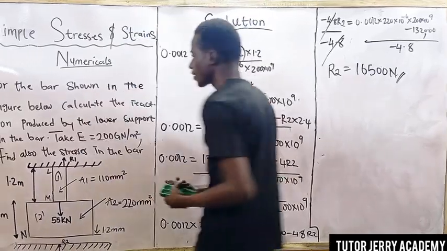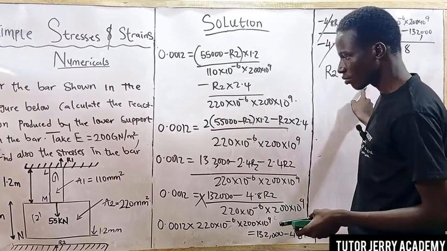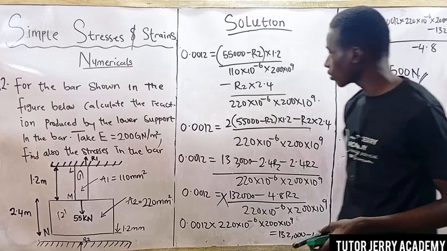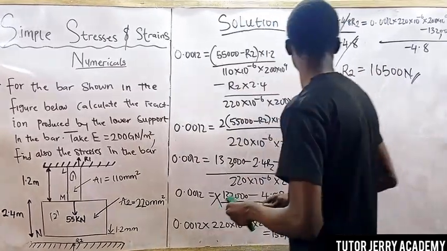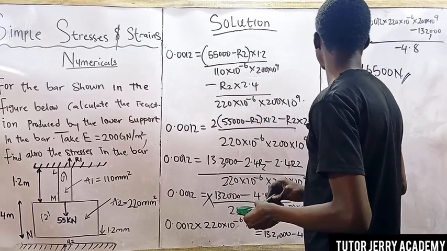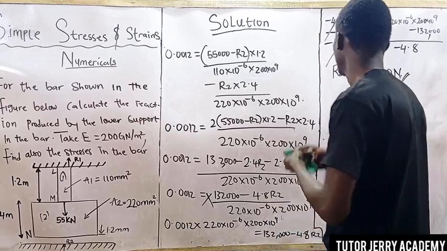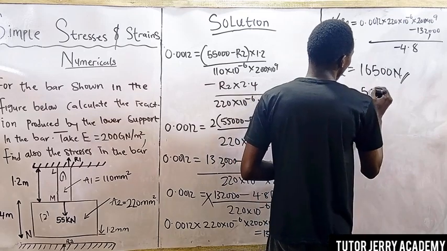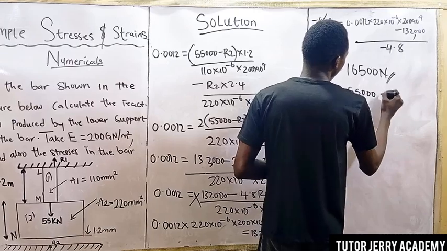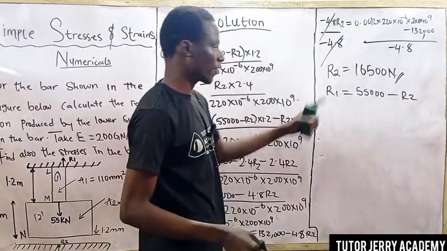Now, how do I get my second reaction? I have R2 to be equal to this. To get R1, don't forget that from the free body diagram we drew before, we said that R1 is equal to 5,000 Newton minus R2. From the free body diagram we drew, we have established this.